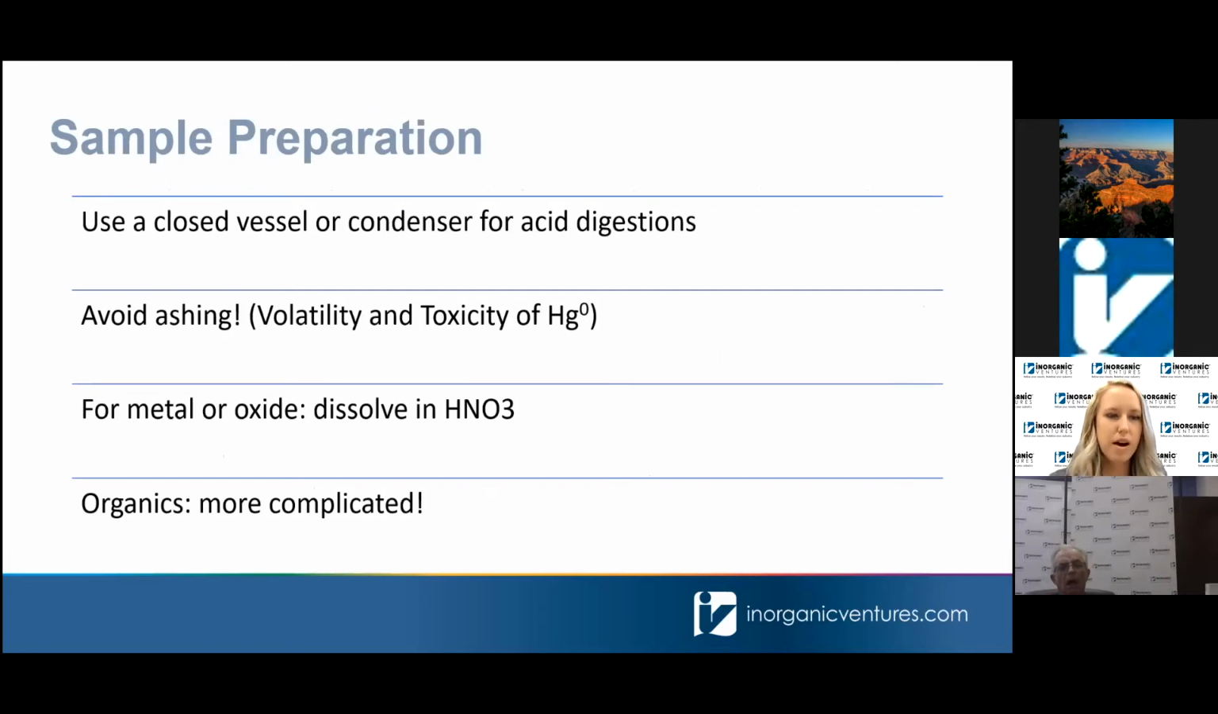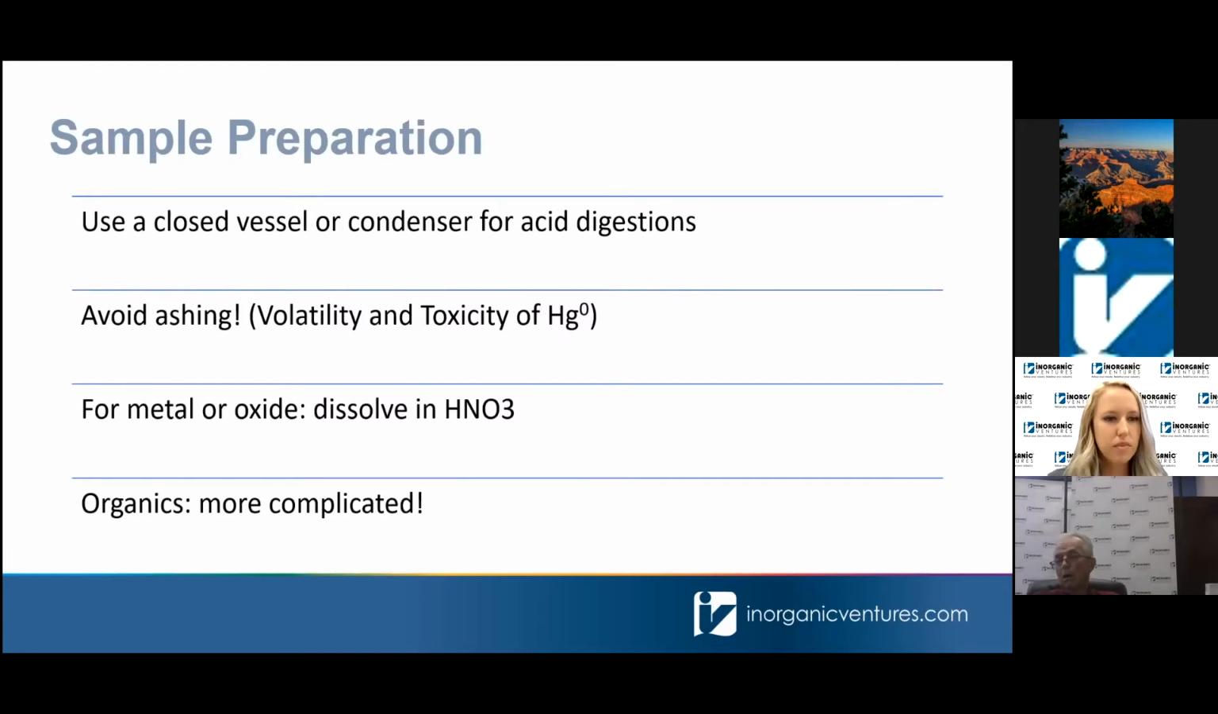So that brings us to our sample preparation. For mercury digestions, we always recommend using a closed vessel to make sure that you're not losing that mercury and also that you're not releasing the mercury into the air for safety and toxicity concerns. Along with that, we do recommend avoiding ashing just due to loss of your mercury. It's just not going to probably be the best option for the digestion.